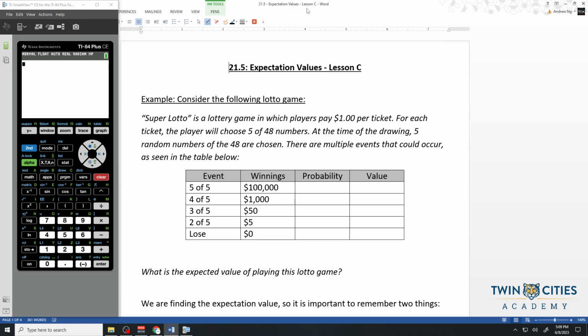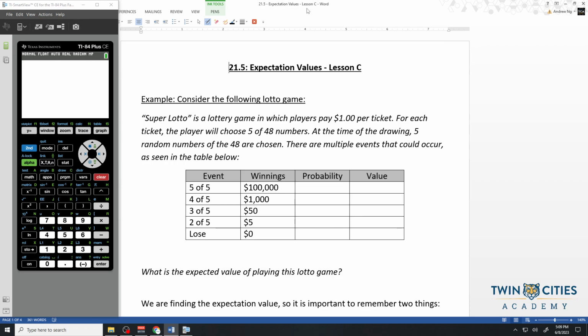If you get 4 of your 5, it doesn't matter which 4, it could be the first 4, it could be the last 4, it could be some combination of 4 of the 5 on your ticket. If 4 of them are right, you get $1,000. If 3 are right, you get $50. If 2 are right, you get $5. And if you get 1 right or 0 right, then you just don't win anything.